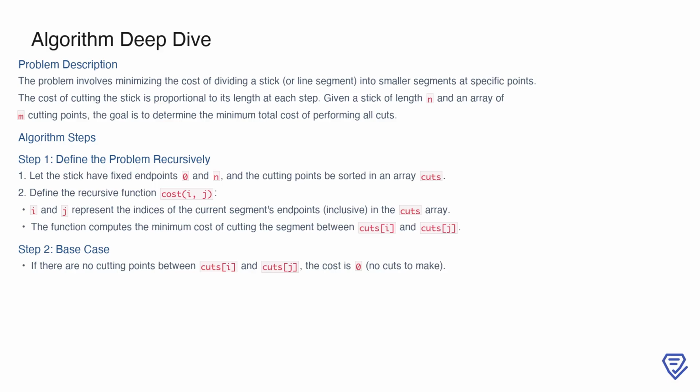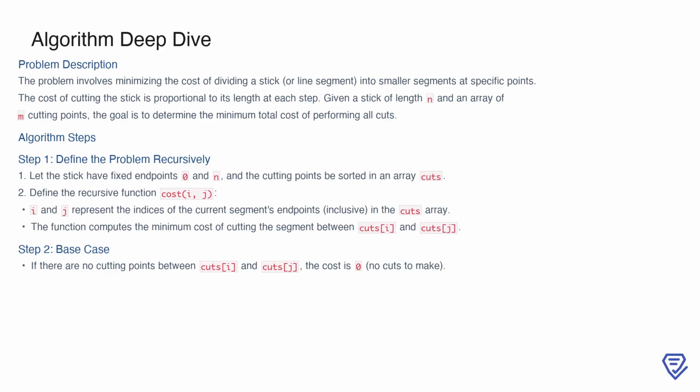The problem is about finding the minimum cost to cut a stick into smaller segments. The cost of making a cut is equal to the length of the stick at the time of the cut. So, the goal is to determine the optimal order of cuts that minimizes the total cost. To solve this, we start by fixing the endpoints of the stick at 0 and n, and sorting the array of cutting points. Then, we define a recursive function cost(i, j) to calculate the minimum cost of cutting the segment between cuts[i] and cuts[j].